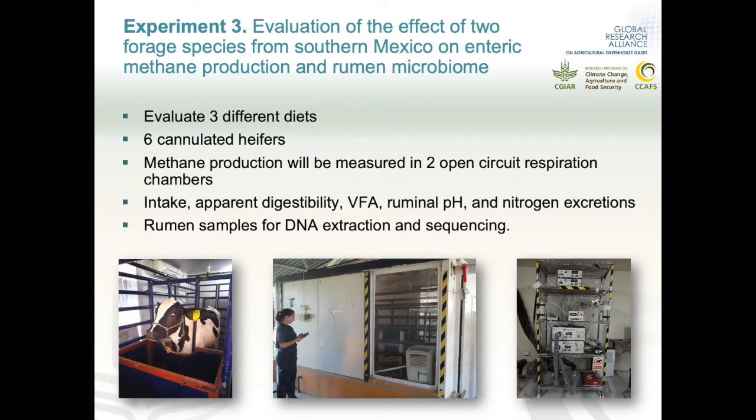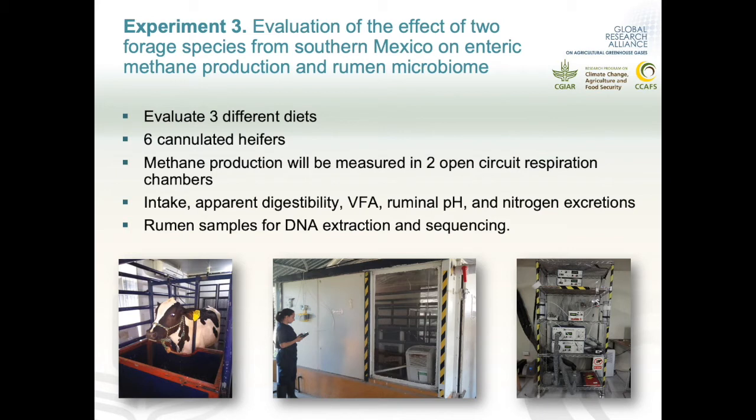In the third experiment, the evaluation of the effect of 2 forest species from southern Mexico on enteric methane production and rumen microbiome will be carried out. This experiment was programmed by April, but due to COVID-19, it has been delayed, and we're hoping to start by the end of September.